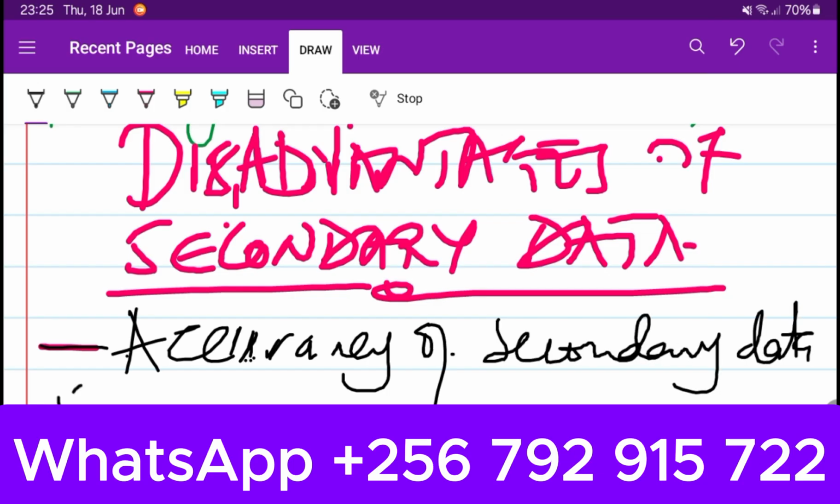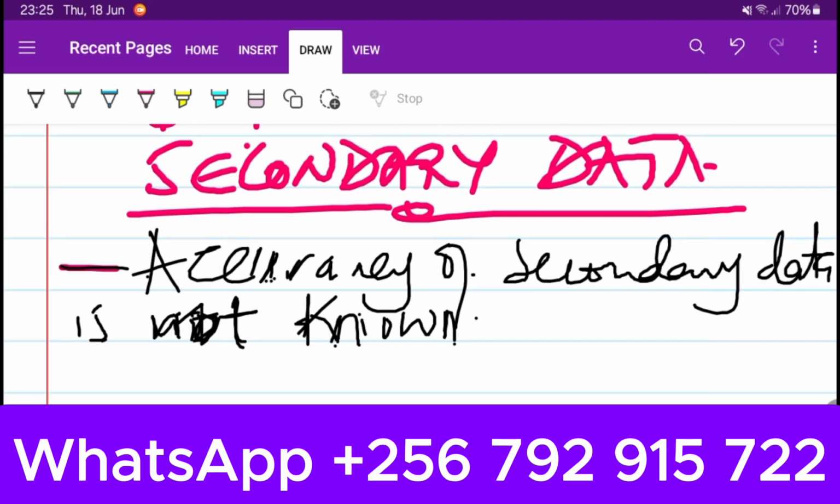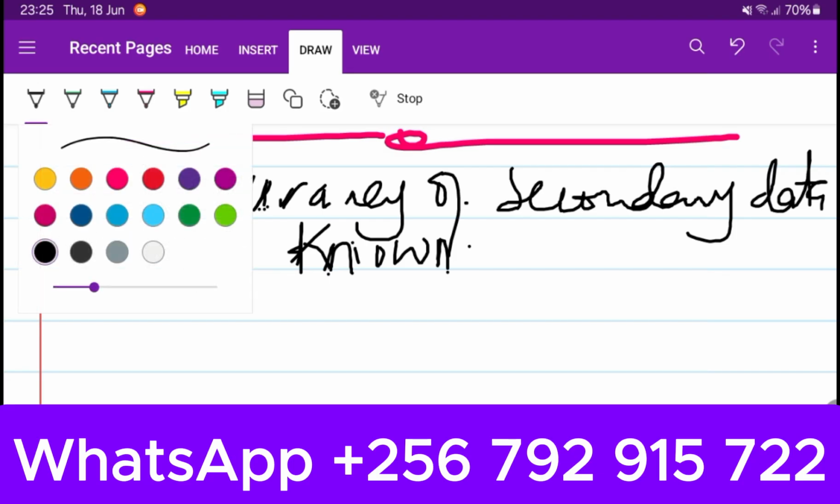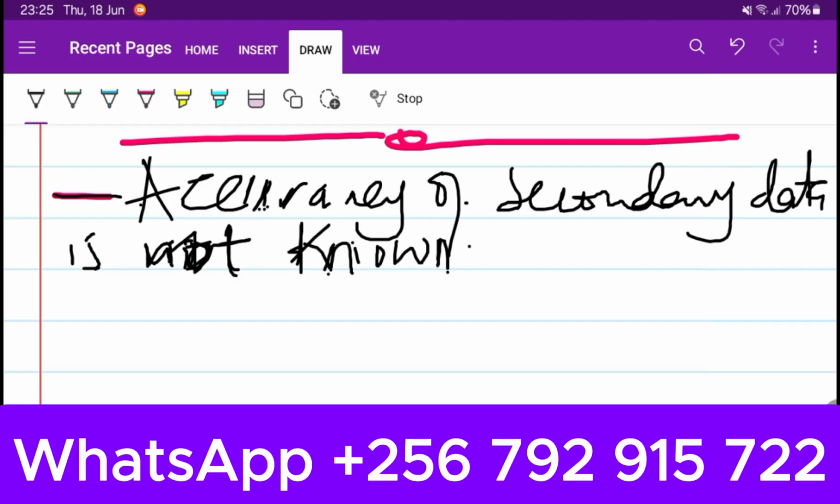Secondary data is not known. Why is it not known? One thing that you need to understand is that when you find someone has already published their book, it will be very hard for you to ask them where they got that information from. Where did you get the information you wrote? And most of the times, especially books that are not academic in nature, they may not show where they captured the information from.